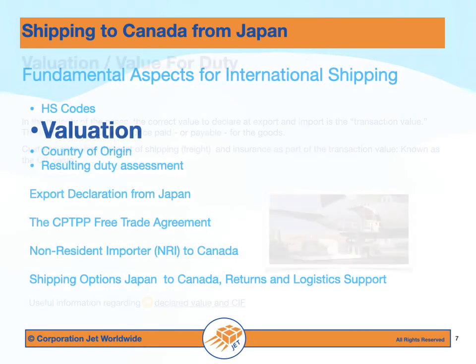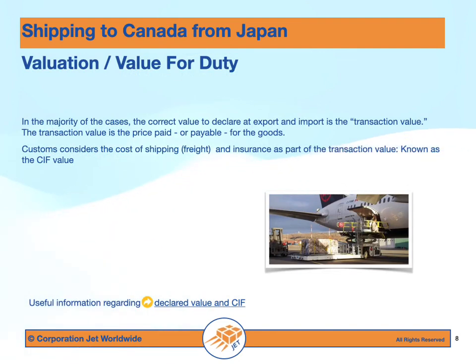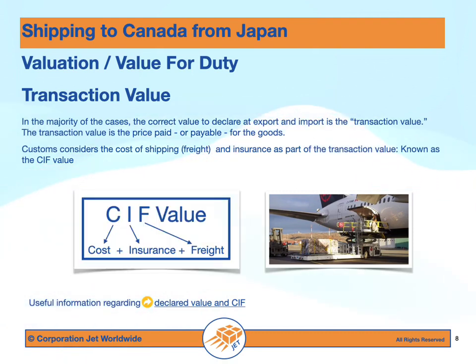Declared value. In the majority of cases, the correct value to declare at export and import is the transaction value. The transaction value is simply the price paid or payable for the goods. Canadian Customs, CBSA, considers a value for duty to be the cost of goods plus shipping and insurance, known as the CIF value, cost, insurance, freight. Best to specify these three costs on your invoice.